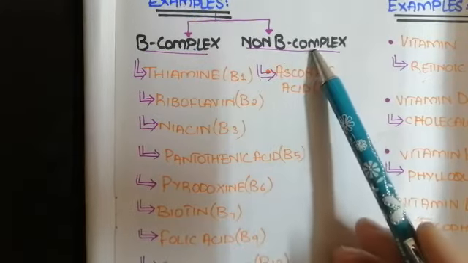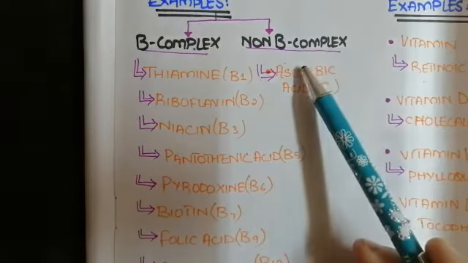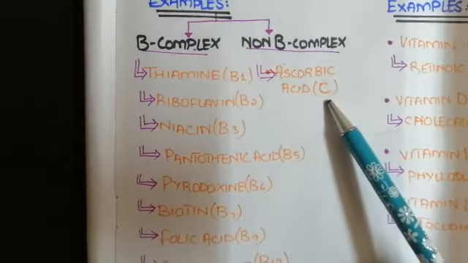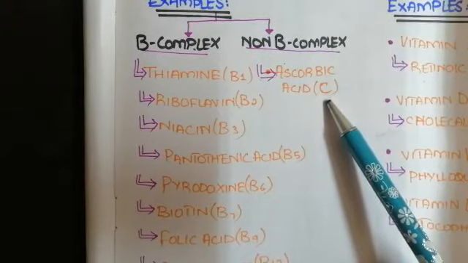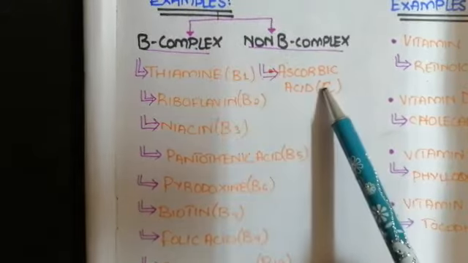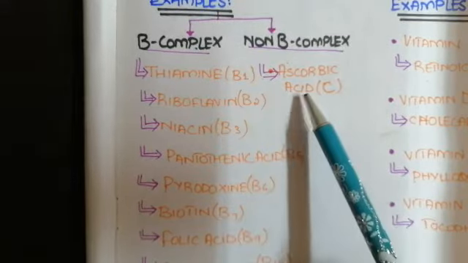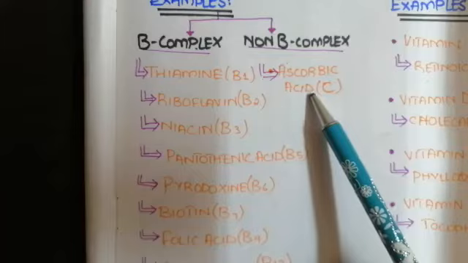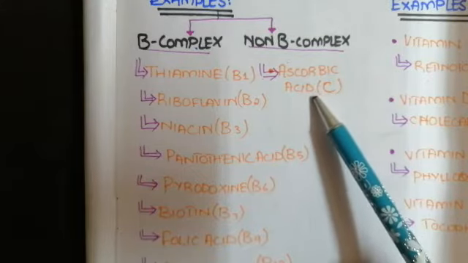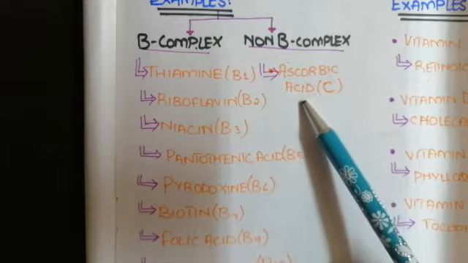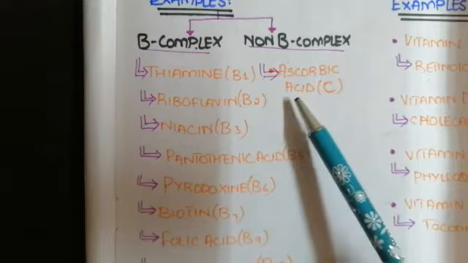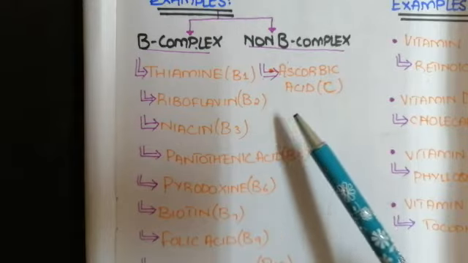Then the non-B complex vitamin is ascorbic acid, that is vitamin C, which is also very important in our body and required daily. So the B complex and vitamin C, these two form the water soluble vitamins, and they are readily soluble, easily soluble through the water molecules of the body in the cell, and they are excreted through the watery secretion, that is urine, from the body. That's why their deficiency is very common.